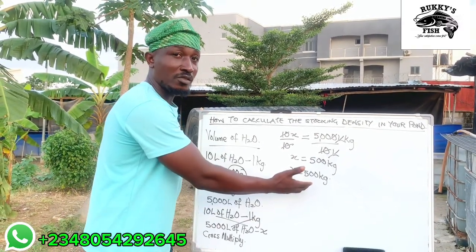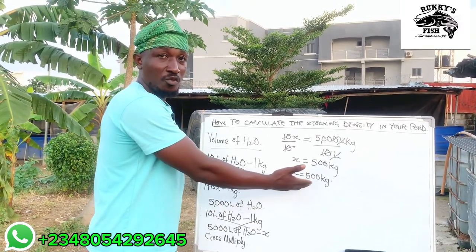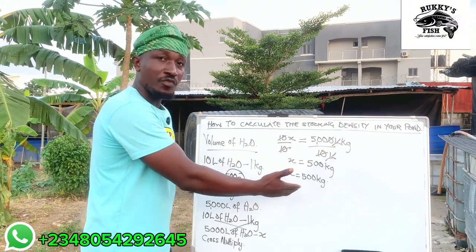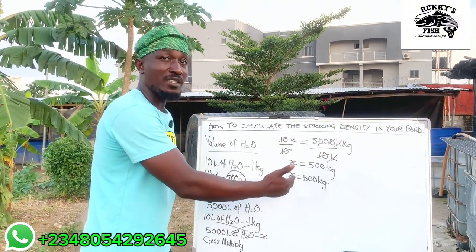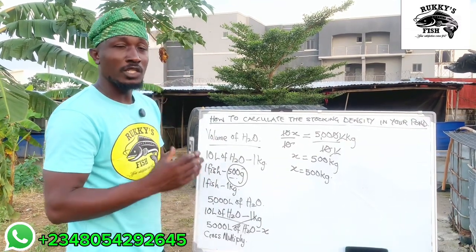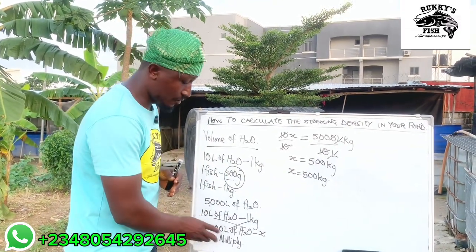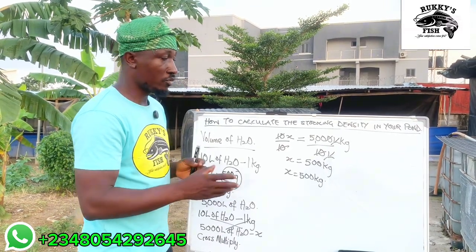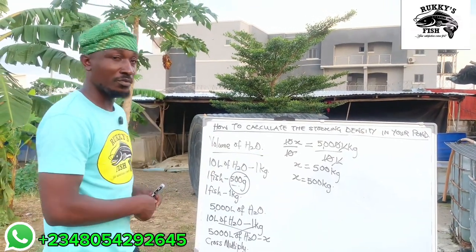This is for the body mass. So you might have 300 pieces weighing this weight, you might have 400, you might even have more weighing this weight, but we want to just know the number of fish that 5,000 liters of water should contain. Let's come back to the basics.